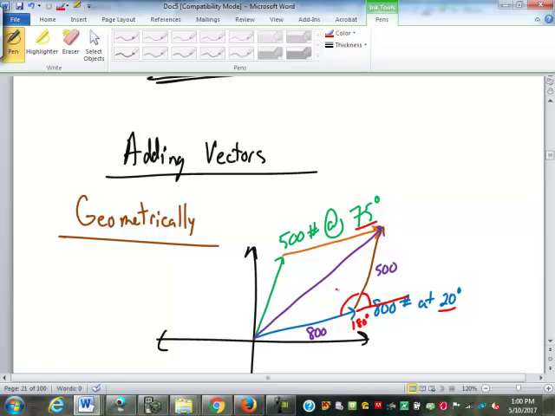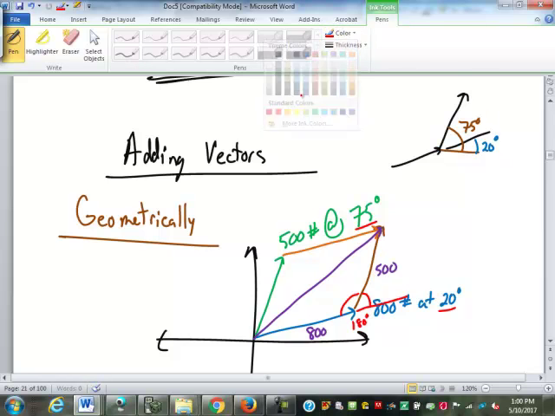If I were focusing in on that, if I drew this out flat here, this angle for that vector is 75. This angle here is the 20. So this angle here is the difference between those, the 55 degrees. So this angle right here is 55 degrees. Does that make sense?